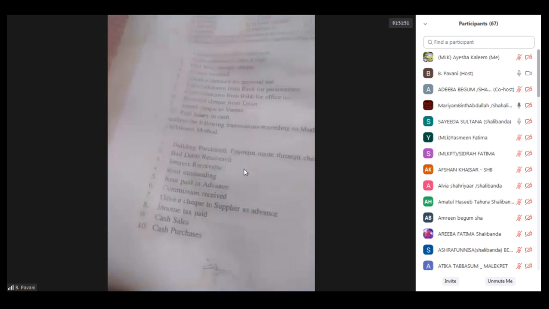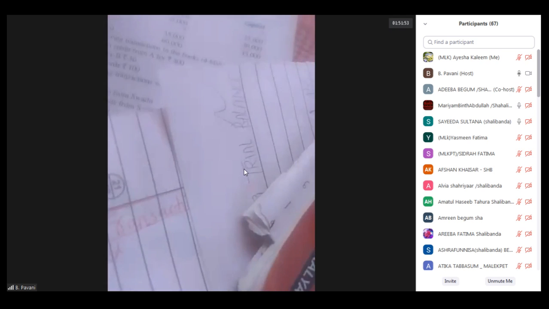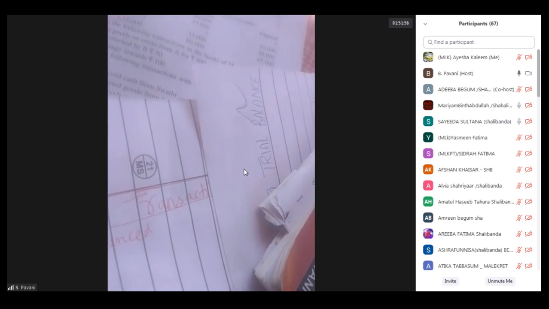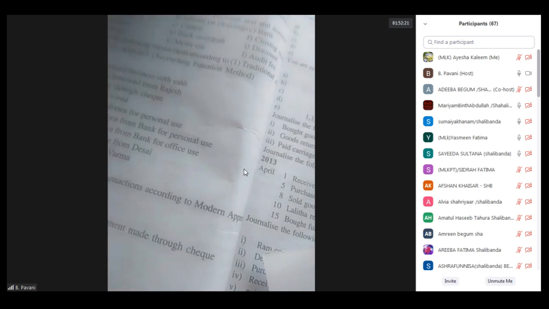Finished? Yes. The next is bad debts recovered. Bad debts recovered is nothing but it will come under the nominal account. Recovered means the amount is coming to the business, right? So it is an income. As per the rule of the nominal account, debit all expenses and losses, credit all incomes and gains. So it is an income, that's why we have to credit bad debts recovered. And what are we receiving? Cash. So the entry will be: Cash account debit to bad debts recovered account.